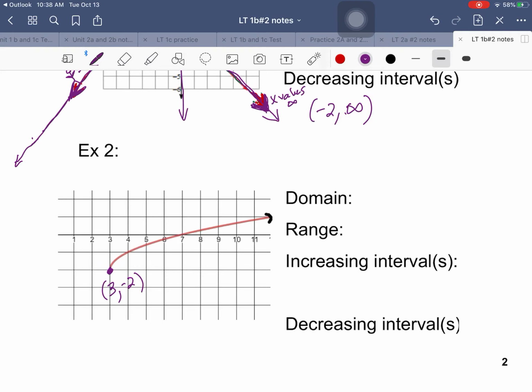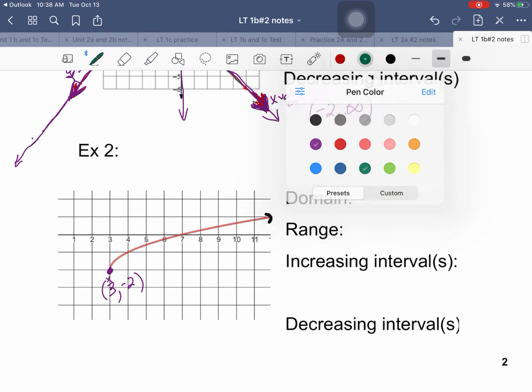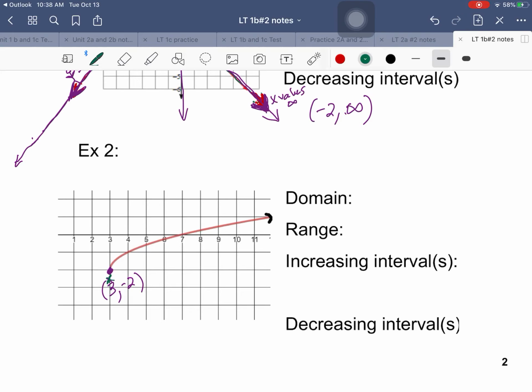So the domain starts at 3. There's an actual point there, so I'm going to put a bracket around it because it's equal to 3. And how far right will this graph go? Well, it'll continue right forever, and right forever on the number line is going to infinity.